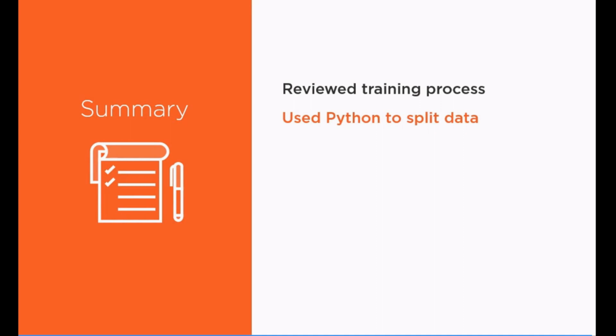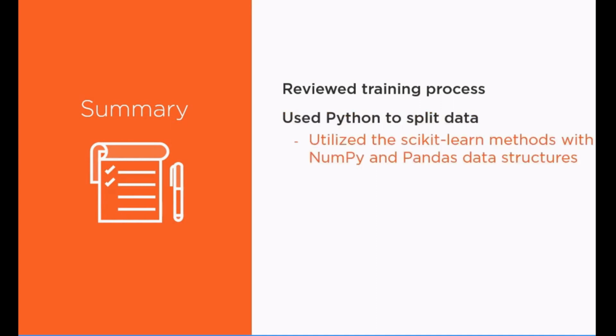Let's briefly summarize what we did in this module. We started with an overview of the training process. This provided us with an understanding of the tasks we needed to do to split the data into training and test data sets and create a trained model. We then went into Python and split our data and trained our model. To help us with some tasks, we used the scikit-learn library.